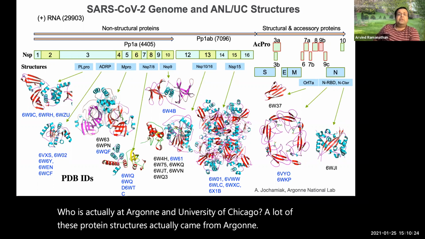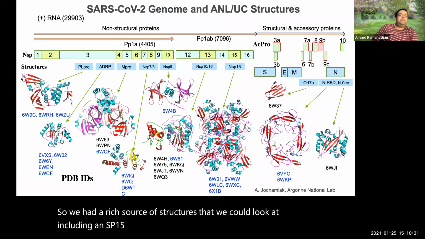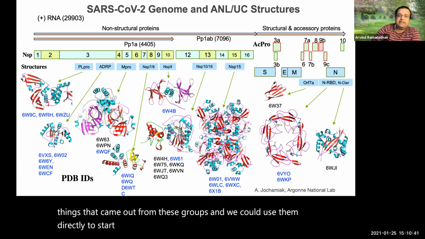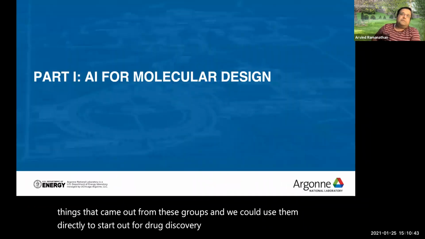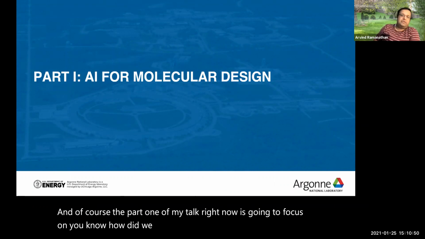So we had a rich source of structures that we could look at, including NSP15, NSP10-16, PL protease, ADRP, MPro, and all these things that came out from these groups. And we could use them directly to start out for drug discovery processes. And of course, part one of my talk right now is going to focus on how did we target these molecules using AI, right?